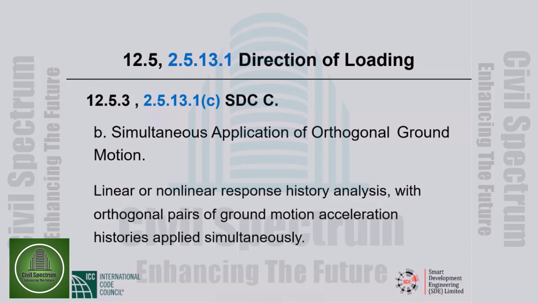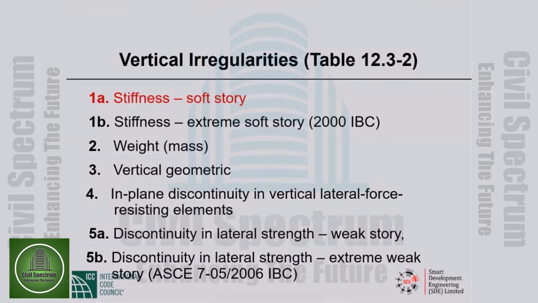The other is simultaneous application of orthogonal ground motion: linear or nonlinear response history analysis with orthogonal pairs of ground motion acceleration histories applied simultaneously. You hit the building simultaneously with the X earthquake and the Y earthquake. Obviously, the acceleration histories are digitized, and then you do your dynamic analysis under the two earthquakes applied simultaneously. That is a direct way of considering orthogonal effects.